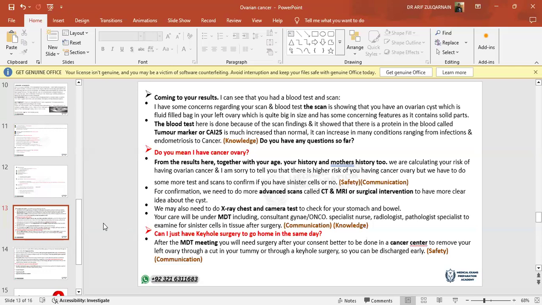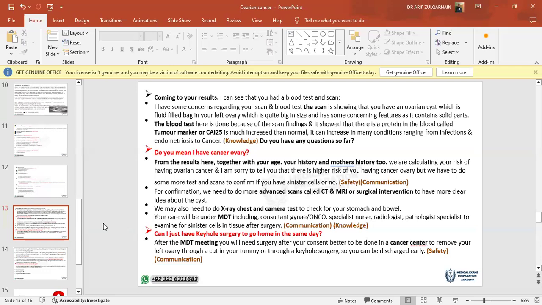And what we will do for confirmation, we need to do more advanced scans that are known as CT or MRI scans, and we will do surgical intervention to have a more clear idea about the cyst. Okay. We will not say that it is malignant straight away. We will say that we will do advanced scans and we will do surgical intervention, and then we will have a clear idea.